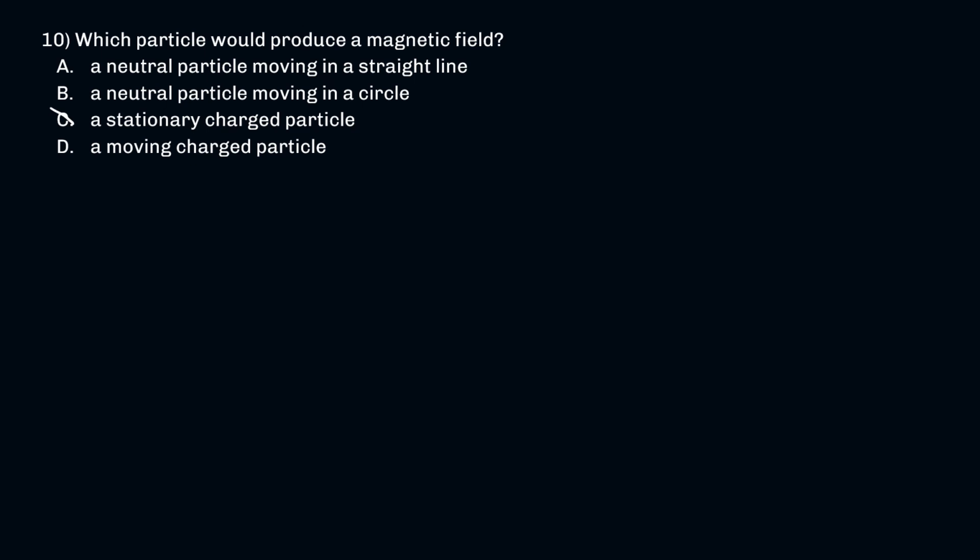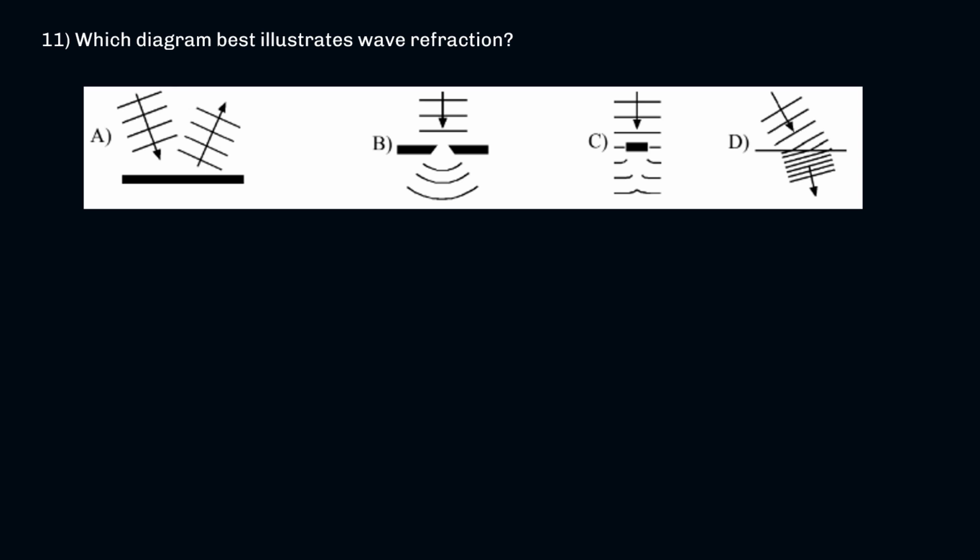As you increase the speed, you had a stronger magnetic field, and as you decrease the speed, the magnetic field was lessened. So what we have here is a moving charged particle. Answer choice D is my answer. All right, so moving on to the next example. Number 11. Which diagram best represents wave refraction?